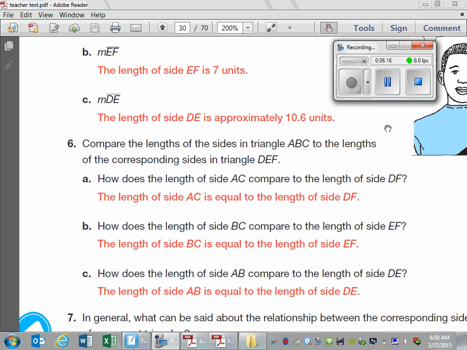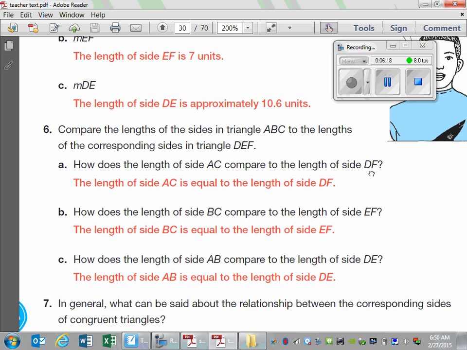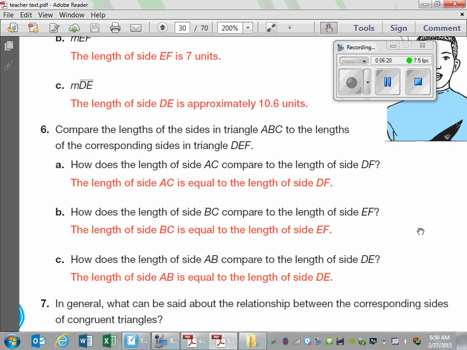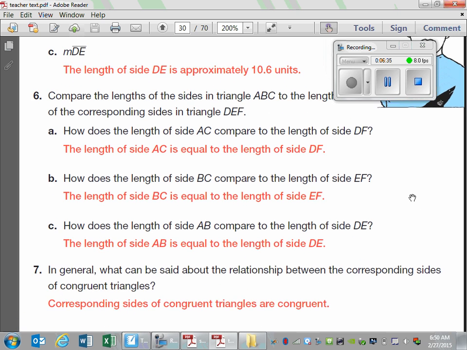All right, as you can see, they are all equal. So 7 wants to know in general what can be said about a relationship between the corresponding sides of congruent triangles. Corresponding sides of congruent triangles are congruent. Let's write that down. Corresponding sides of congruent triangles are congruent, which means they're equal.